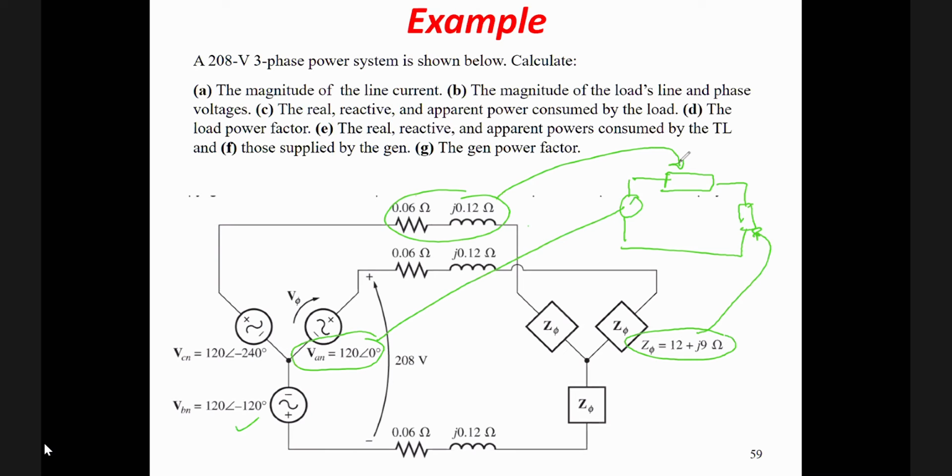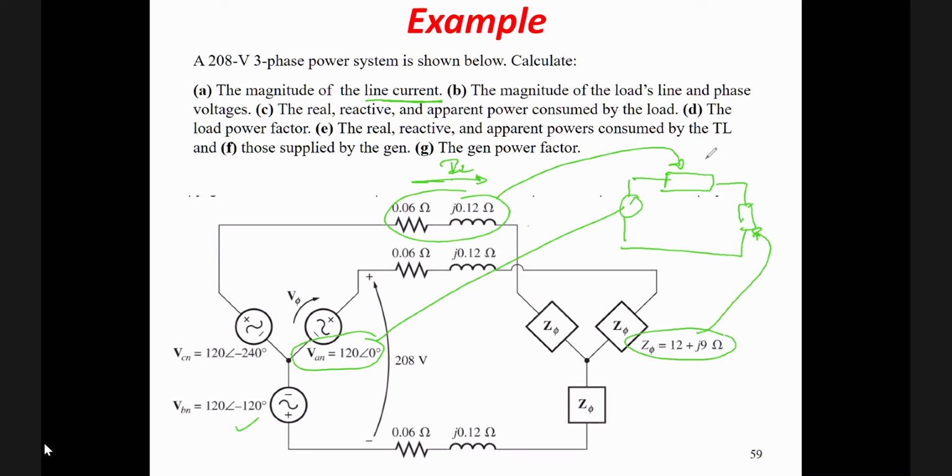So it depends on whatever is required in this question. I'm going to go through all of them. Of course, we don't have time to solve this because it's a very lengthy example. But just to explain the different requirements, you have: find the magnitude of the line current. So how can we find the magnitude of the line current? What do you think, guys? Using KVL after converting to single phase.